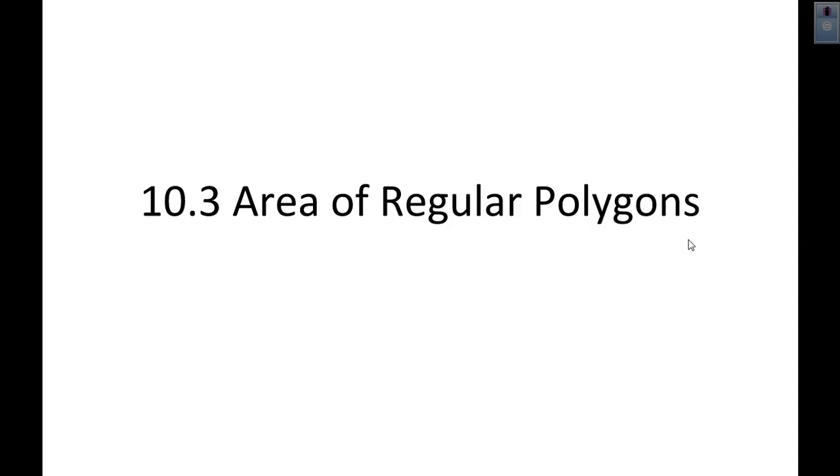All right, in this lesson, 10.3, we're looking at area of regular polygons. Before we go any further, regular, if you remember back from earlier this year, we talked about regular polygons being those polygons that have all sides the same and all angle measures the same. So it doesn't matter if it has 4 sides or 100 sides, all the interior angles will be the same and all the side lengths will be the same. So let's go through here into our first part.